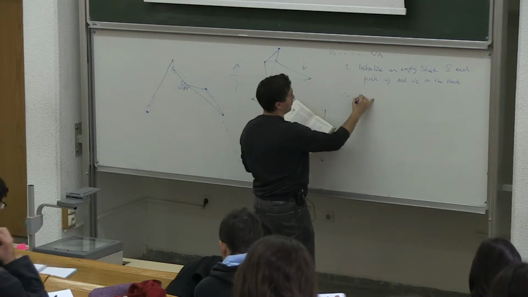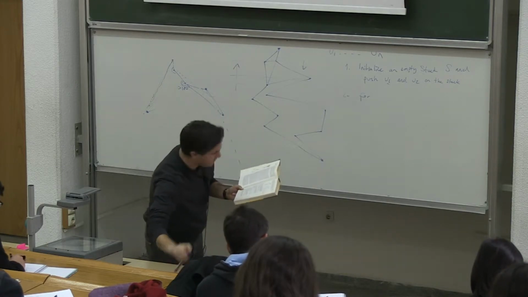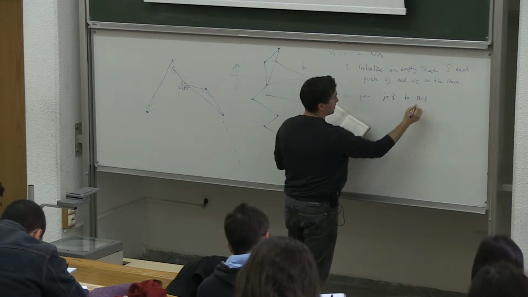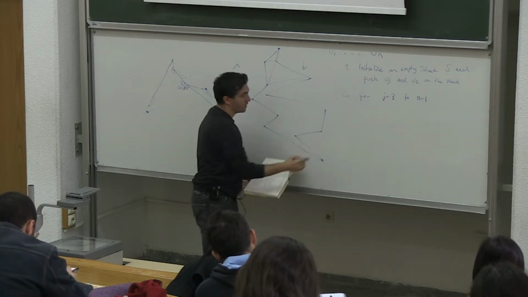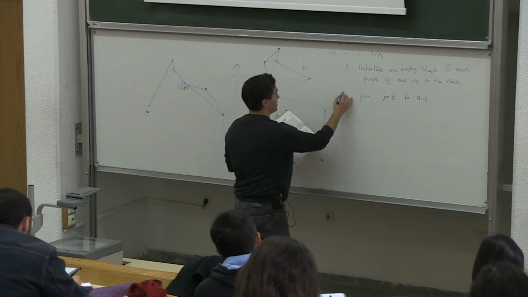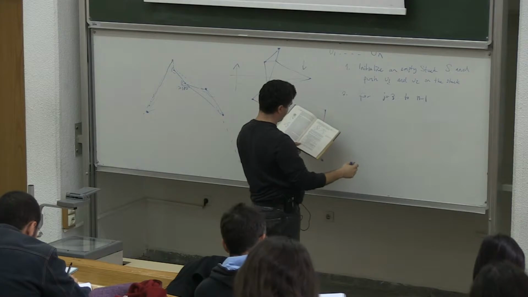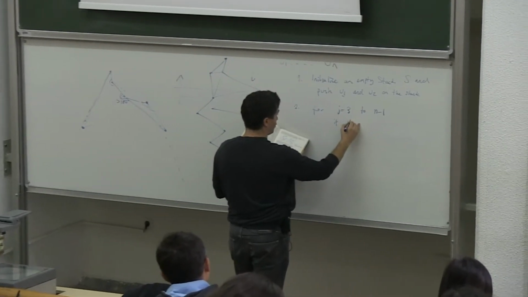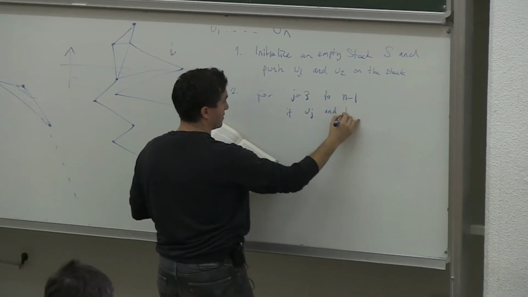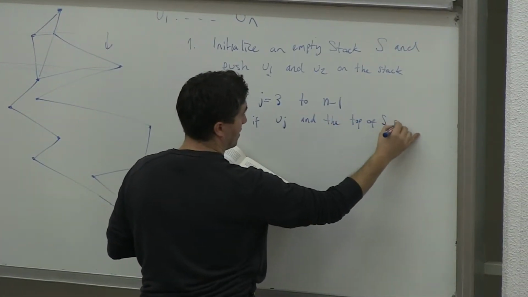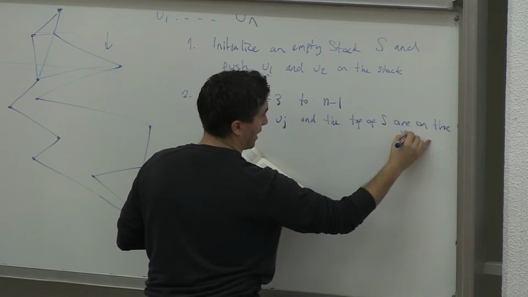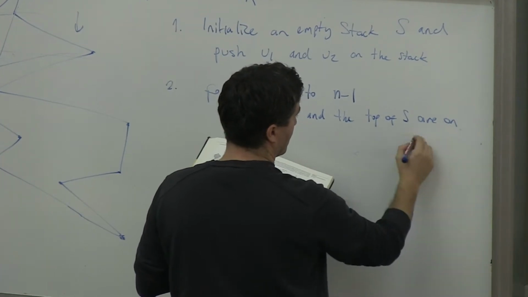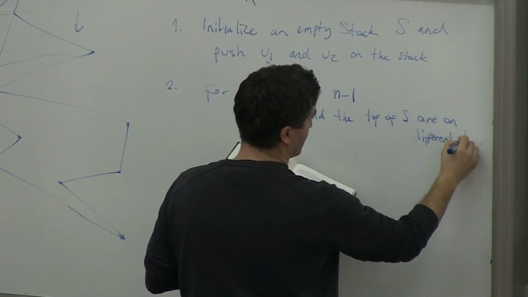Now, initially u1 and u2 are on the stack. Then for j equal to 3 to n-1. un is the end vertex. Until the end vertex, what we do is, if uj and the top of S are on the same chain. Let's do it on different chains first. Doesn't matter. On different chains.